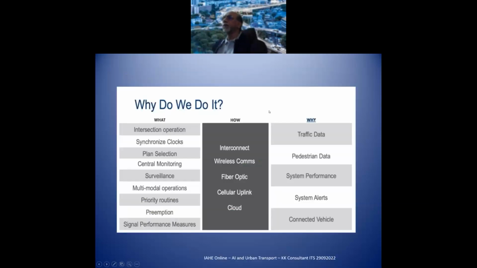Now, why do we need all this? This is the what, how, why system. What we need is intersection operations: synchronize the clocks to the exact time, the plan selections, central monitoring, the surveillance, the multimodal operations, the priority routines, the preemption, the signal performances. All these are done by interconnections and wireless communications. This is how it is connected: cellular, cloud. And why we are doing all this is because we have data: traffic data, pedestrian data, system performance data, system alerts, and connected vehicles.